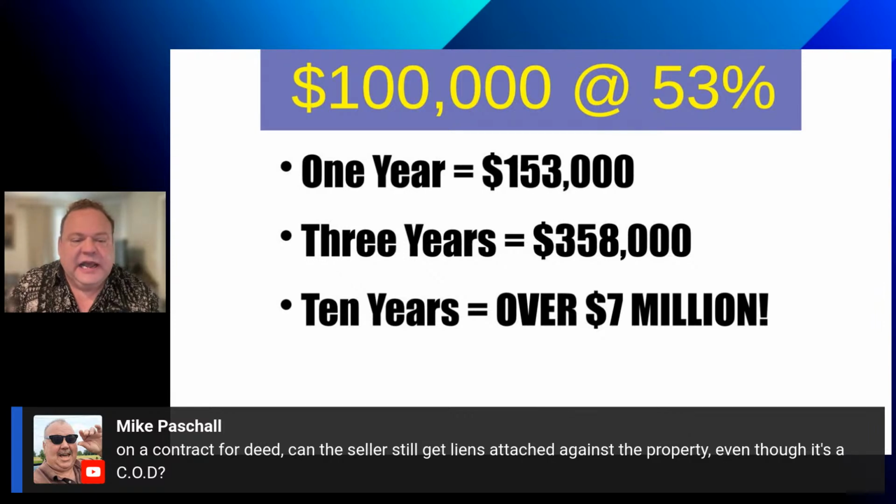Mike asks, on a contract for deed, can the seller get liens attached against the property even though it's a contract for deed? Yeah, that's true, Mike. So if you're the buyer, that's a risk for you. In this case, I'm assuming you're the seller. If you're the buyer, I would probably do the all-inclusive trust deed or wraparound mortgage and get title in your name and avoid problems like that.